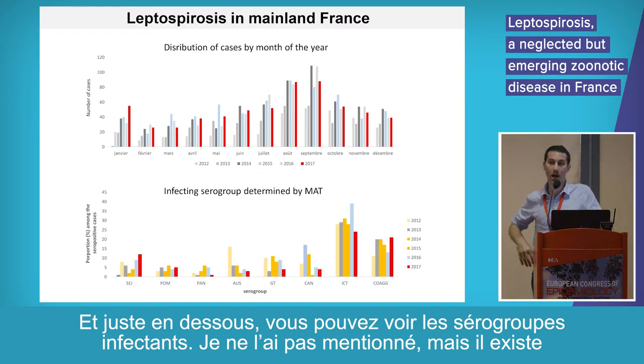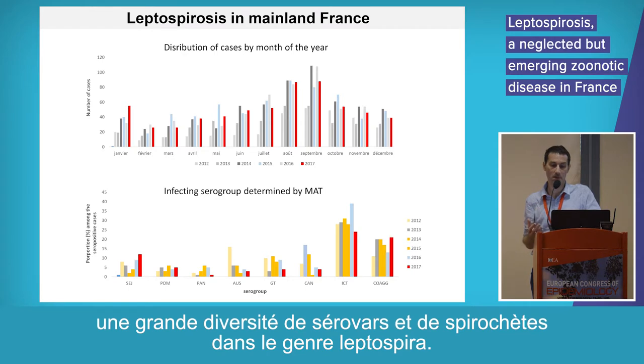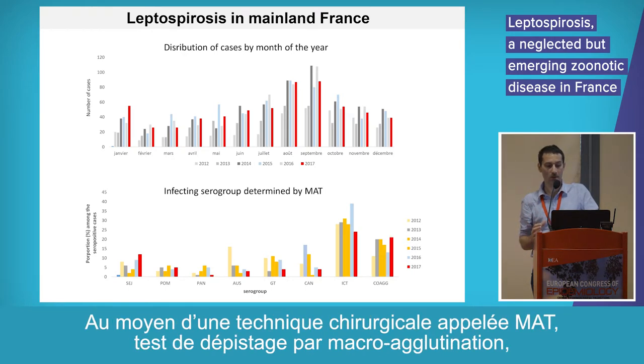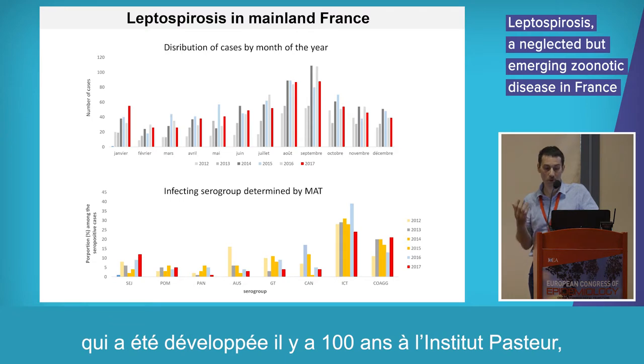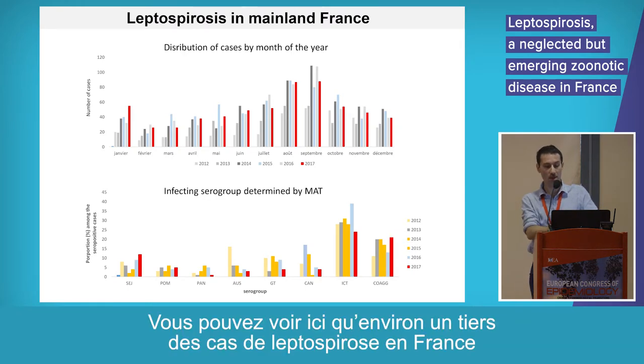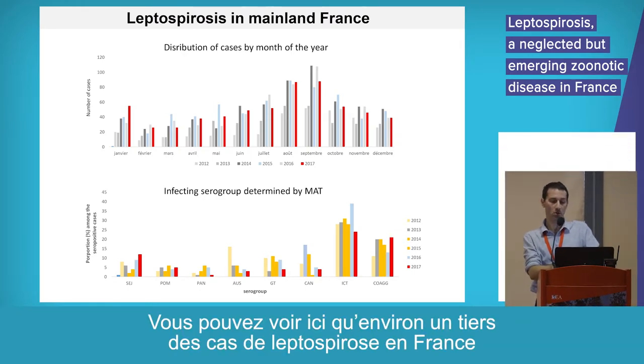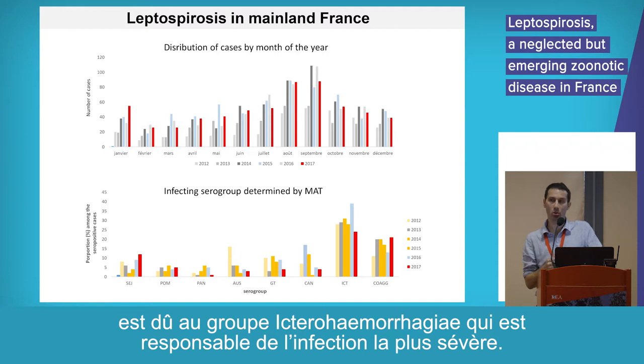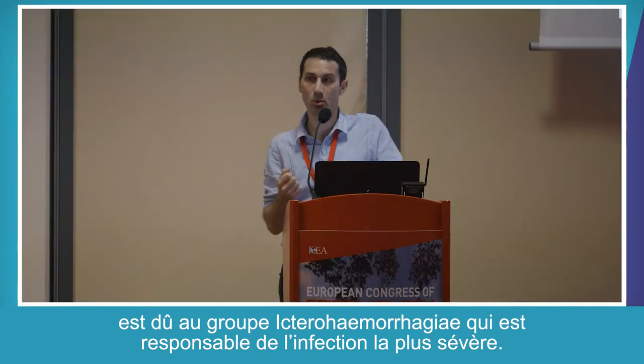I did not tell you, but there's a high diversity of serovars, species and serogroups among Leptospira. By using a serological technique called MAT, the microscopic agglutination test, which was developed 100 years ago at the Institut Pasteur, we can in some cases identify the infecting serogroup. And you can see here that about one third of the cases of leptospirosis in mainland France are due to the Icterohaemorrhagiae serogroup, which is responsible for the most severe infection.